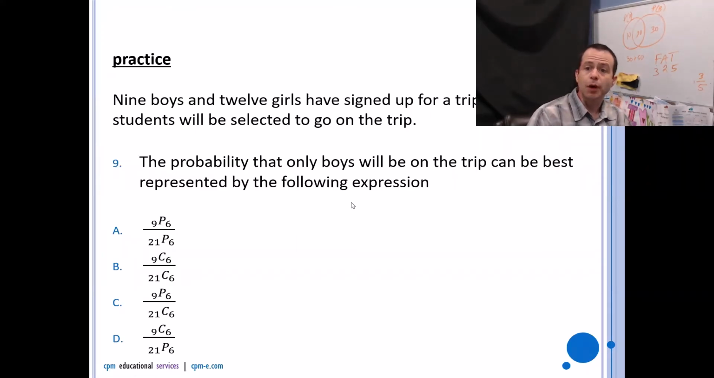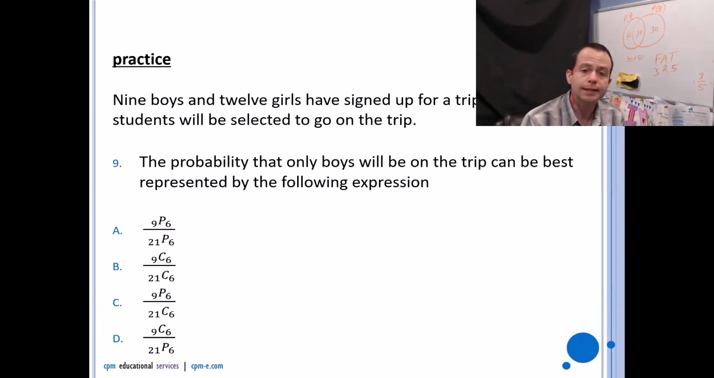Okay, 9 boys and 12 girls have signed up for a trip. Only 6 students will be selected to go on the trip. The probability that only boys will be on the trip can be best represented by the following expression. Now, there's a couple things we need to talk about here. First of all, this question is directly testing your ability to know whether there's permutations or combinations involved here. This is a marriage of probability and combinatorics, which we talked about in the last video. And your diploma will do this. This is part of the curriculum, to put these two things together.